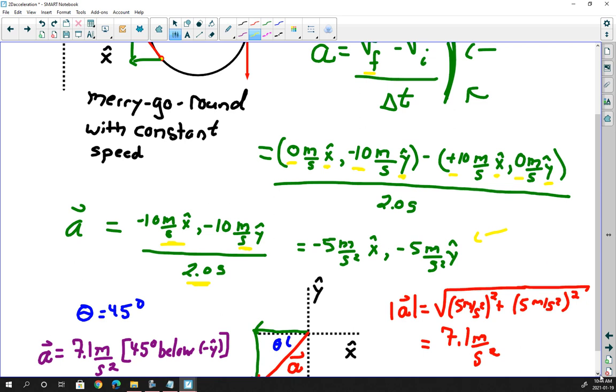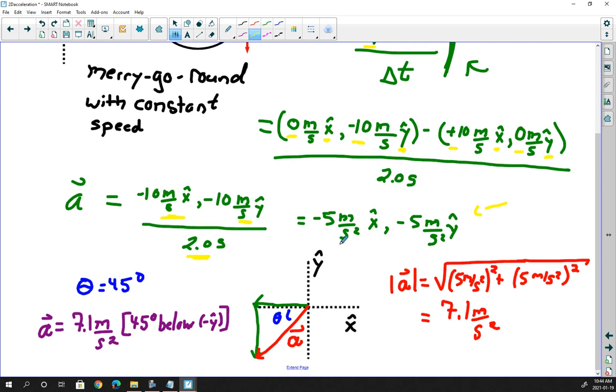Now, we can draw what that looks like. Okay, so you got negative 5 in the x direction, so definitely a negative x direction. Negative 5 meters per second squared y, so definitely a negative y direction. So I've drawn those two components in green here. Now, if you do vector tip to tail addition, you add those components together, and you would get the full-blown acceleration vector. There it is in red. And I've expressed it as component form here.